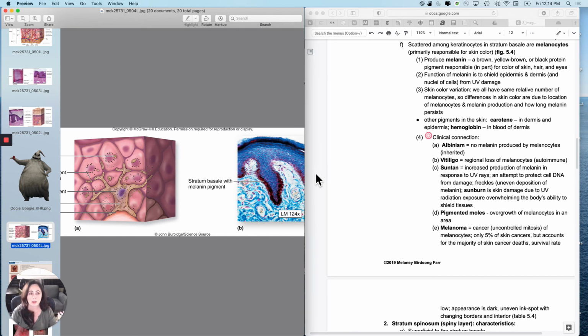So it's a brown, yellow-brown, or black pigment, and it's responsible in part for the color of the skin, the color of the hair, and the color of the eyes. That's not the only pigment. I'll get to the other ones in just a second.